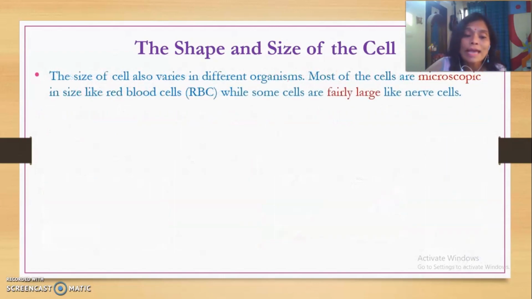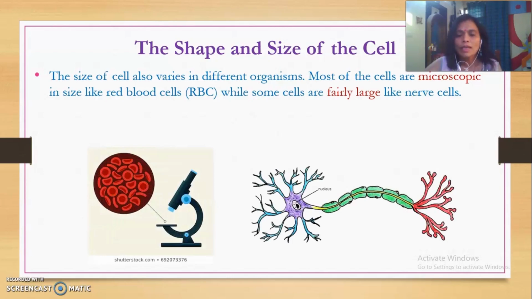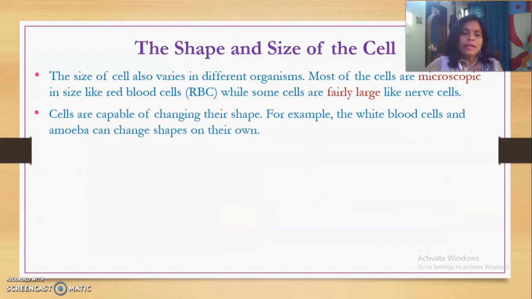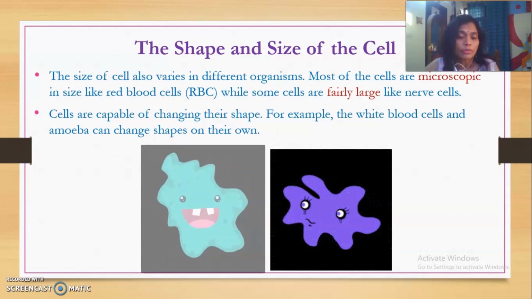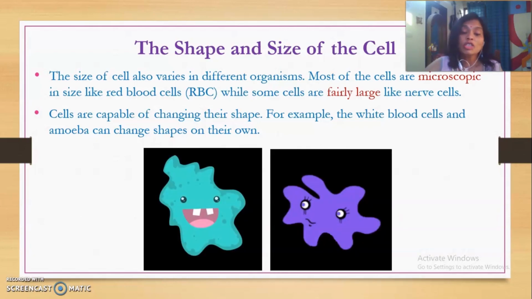Then we come down to the size. The size of the cell, as I said, could be microscopic, that means very, very small, to a fairly large one. The smaller ones, the microscopic, best example from our body is RBCs, and a little larger one is your nerve cell. Then some of the cells, like the amoeba on your screen, are capable of even changing shapes. So we have a variety of cells.